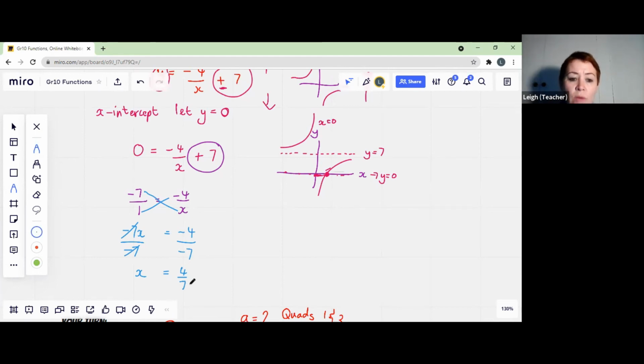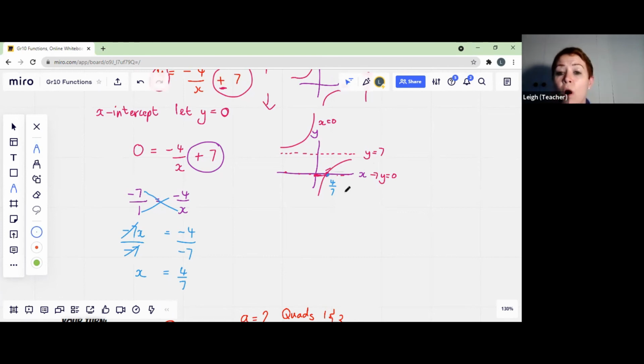Okay, so now we've worked out the coordinates at this point over here. We've worked it out that it's 4/7. It happens to be a fraction. That's okay. It can be a fraction. It doesn't matter. It's not always going to be nice whole numbers for us to work with.